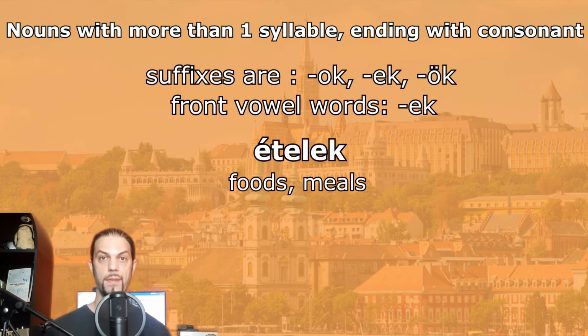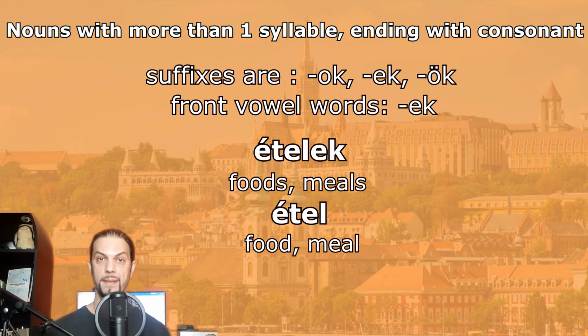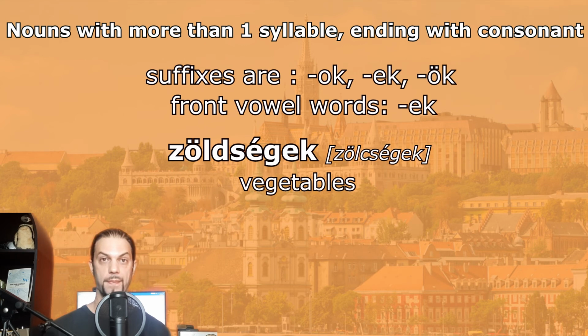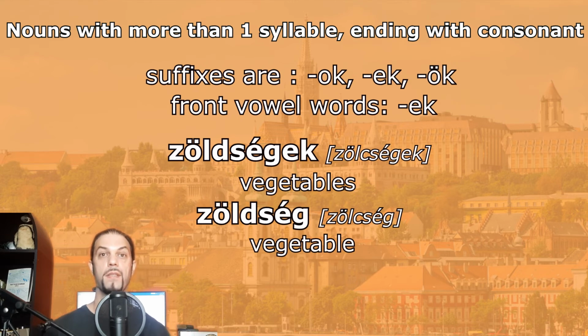Ételek, foods or meals. Étel is either food or meal. Front vowel word, so the suffix is ek. Zöldségek, vegetables. Zöldség is vegetable. Front vowel word, so you know the drill.